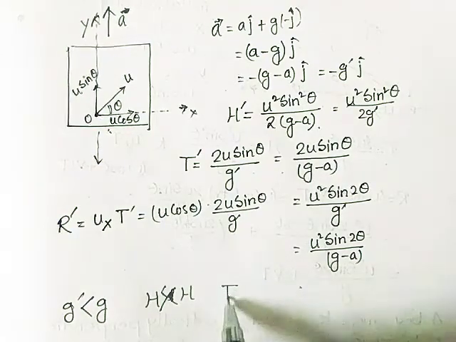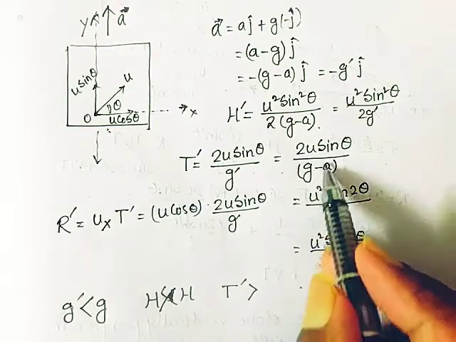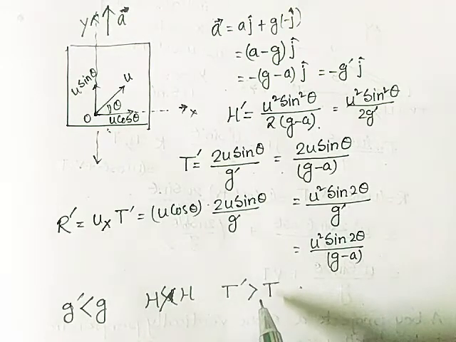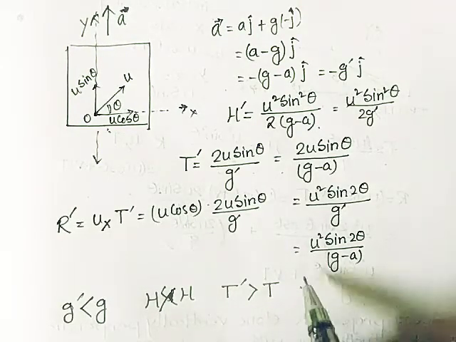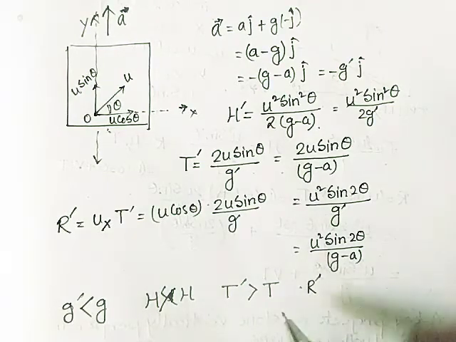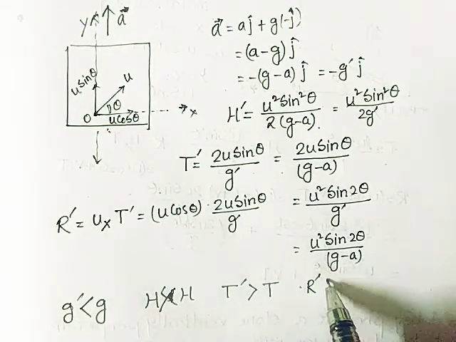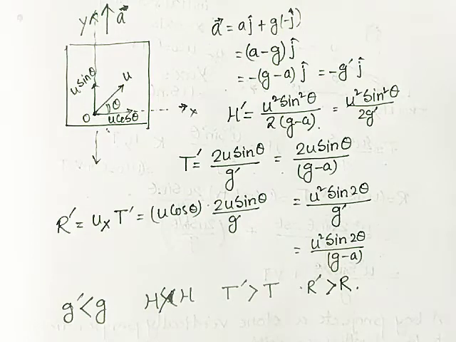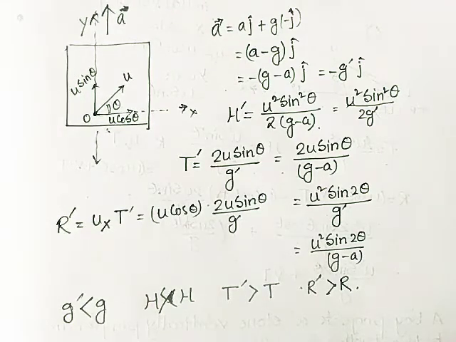Now if I say the time t prime, similarly, since g minus a is less than g, we can say t prime is also always greater than capital T, the total time of flight. The range r prime has also changed here. Since the particle is thrown from an accelerating reference frame which is moving upwards, the maximum height, the time of flight, the range, everything will change.